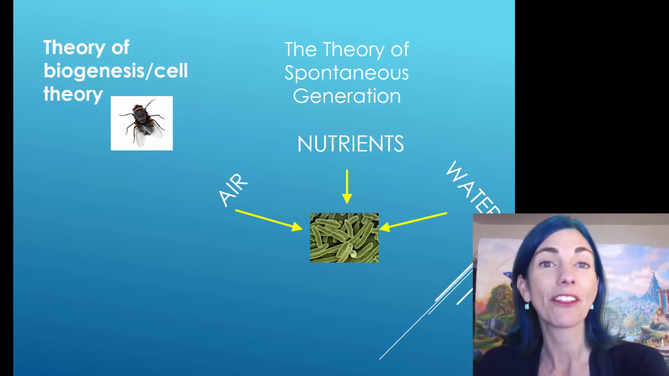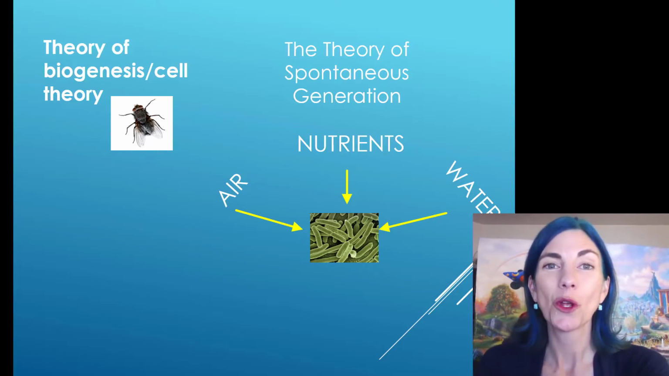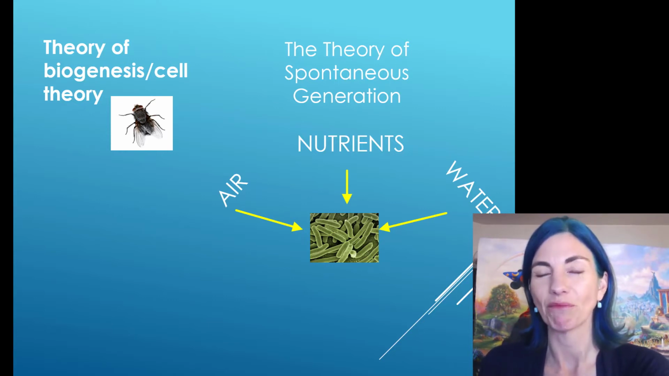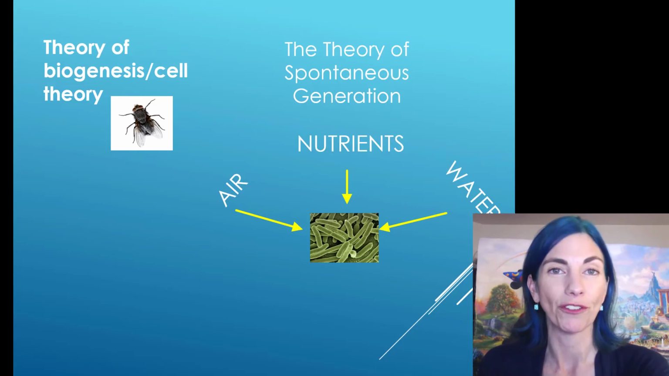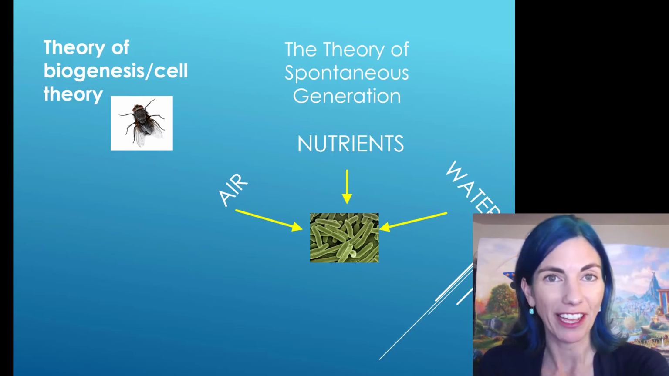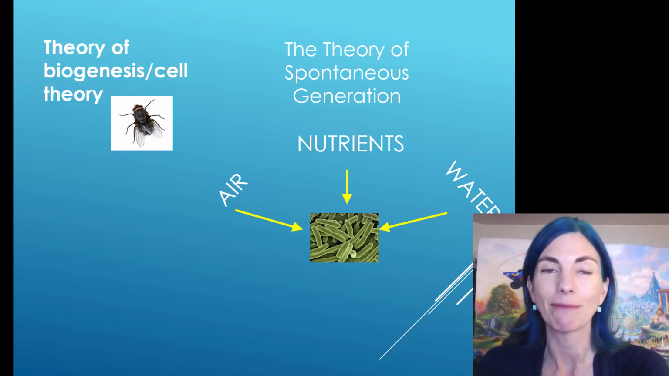And it wasn't until the 1800s, 200 years later, that the theory of spontaneous generation was finally disproved by a very scientifically prolific man named Louis Pasteur. That will be discussed in the next lecture.